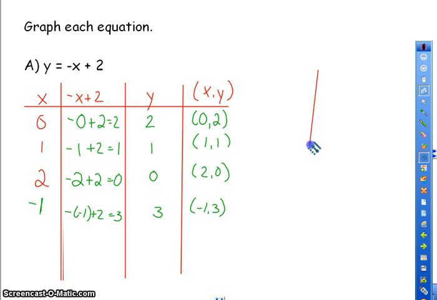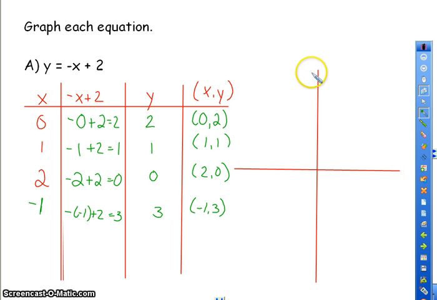So once again, you're going to create your little graph. Here's my origin. 1, 2, 3, and 4. 1, 2, 3, 4. This one doesn't have to be very big because of the numbers I picked. So once again, pick numbers that are smaller. So 0, 2, I go over 0, then up 2. For 1, I go over 1, up 1. For 2, I go over 2, up 0. And the last one, I'm going to go over negative 1, up 3.